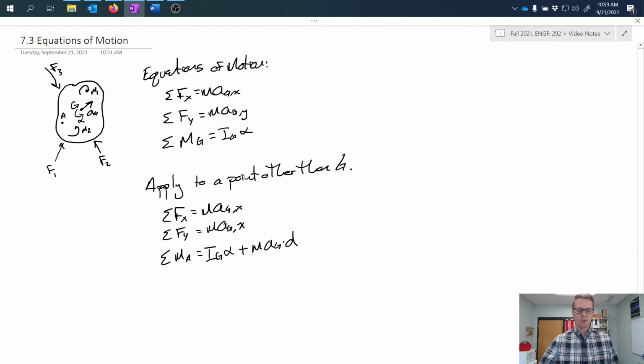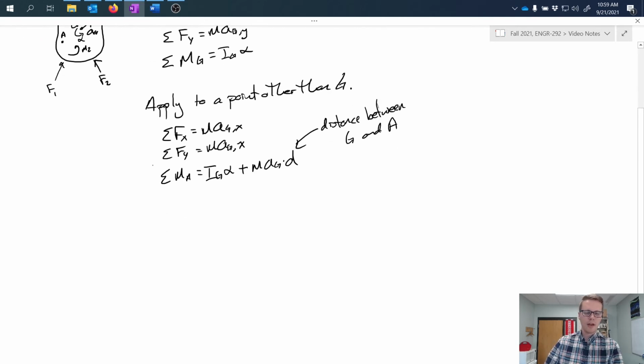So we have to include this term, which is basically an inertial term related to point A, and d here represents the distance between G and A. So we can measure that distance and use it in this equation.